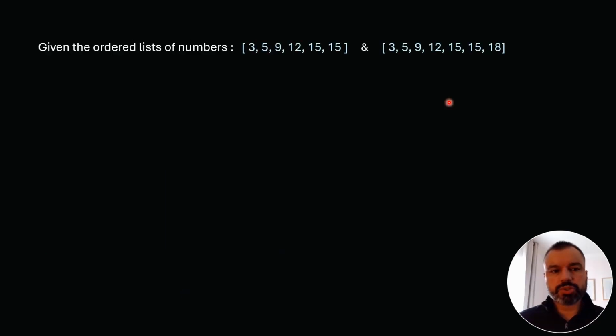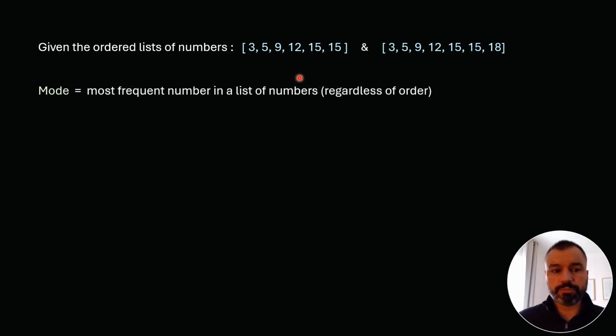Let's now pay attention to the following lists of numbers. We have two lists of numbers, and these numbers are arranged in ascending order, as you can see. But we don't need to pay attention to order to identify the mode, because the mode is just the most frequent number in the list of numbers, regardless of order. It doesn't matter if the numbers are arranged in ascending or descending order, or if they are not arranged in any specific order. The mode is the most common number you'll find in the list.